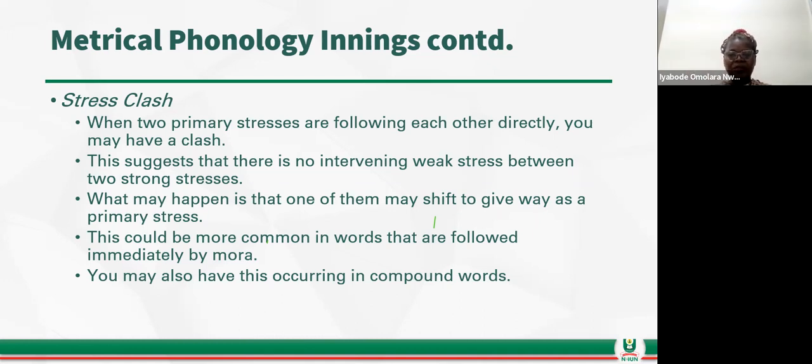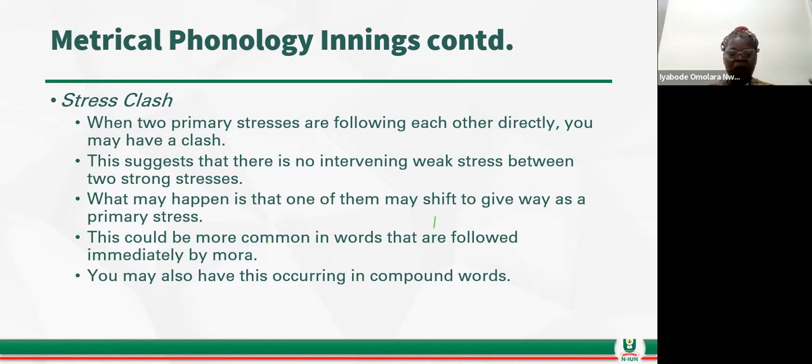Now, what happens is this: you may have a weakening of the stress, or the stress may shift from where it was originally. That's why at times in polysyllabic words, if you talk about understanding, you will see that the stress may move from where it is, and the primary stress will now move beyond where it was before. You may have such a situation because these two strong stresses are clashing. So you may have one having to shift. This can also be more common in words that are followed immediately by a stressed word.